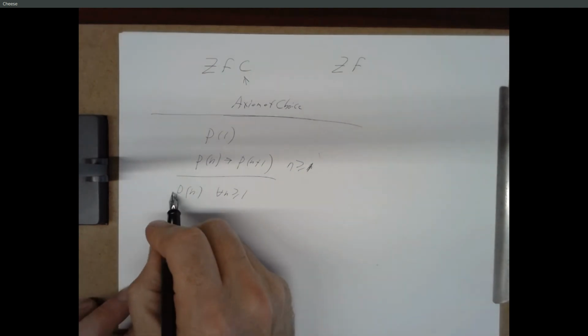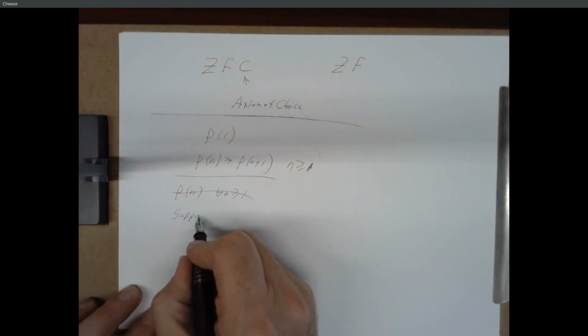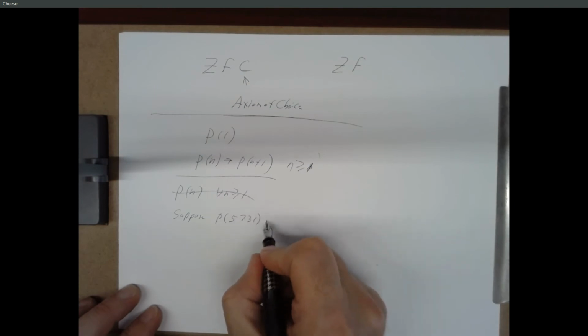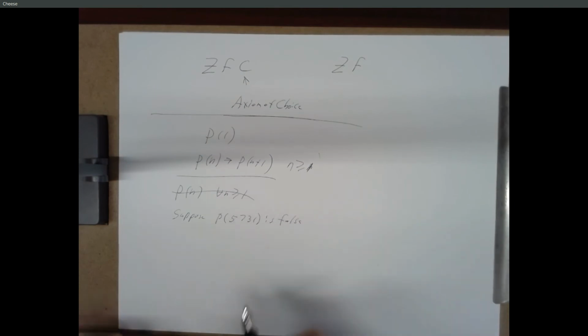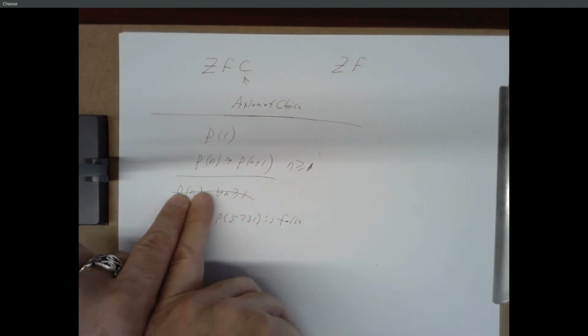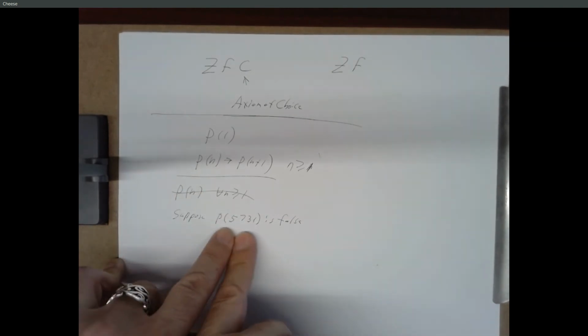So suppose P of 5,731 is false. Because that's what it means to say that this is not true. It means there's some n for which P of n is false. Suppose P of 5731 is false.